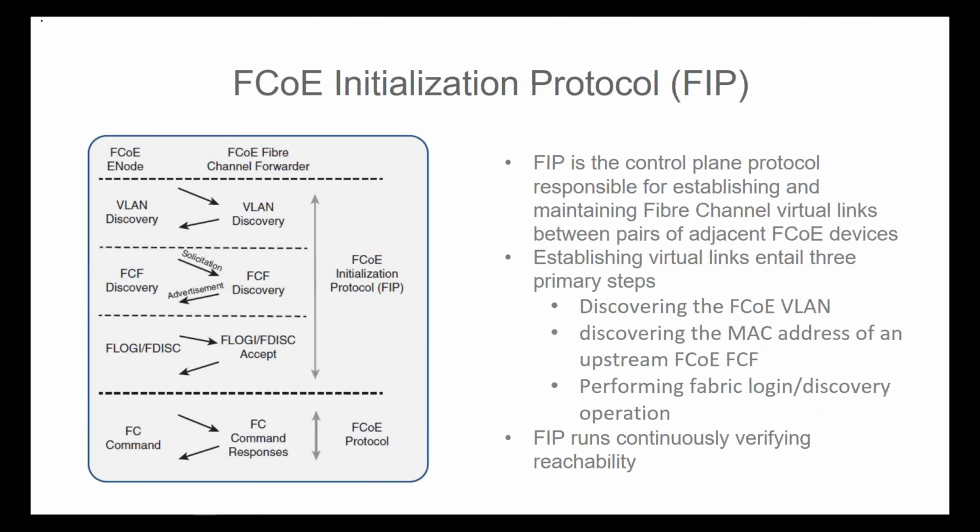FCoE has an initialization protocol, FIP. It's the control plane protocol. It's responsible for establishing and maintaining Fibre Channel virtual links between pairs of adjacent FCoE devices. Establishing virtual links has three primary steps: discovering the FCoE VLAN, discovering the MAC address of the upstream Fibre Channel forwarder, and performing fabric login and discovery operations. And it runs continuously verifying reachability. The VLAN discovery portion is not part of the standard. It doesn't have to happen. If you manually create the FCoE VLANs, it won't do the discovery.